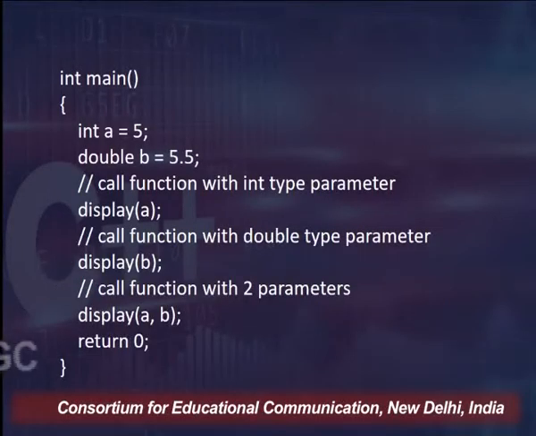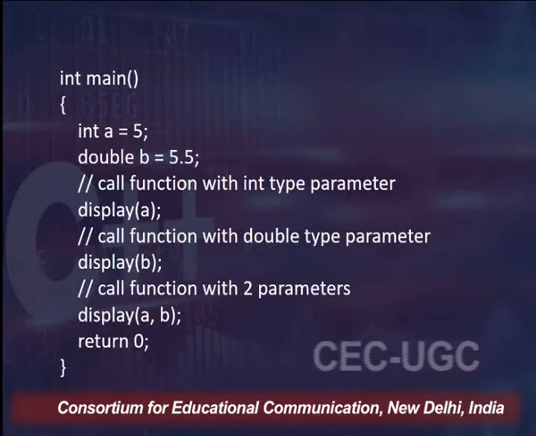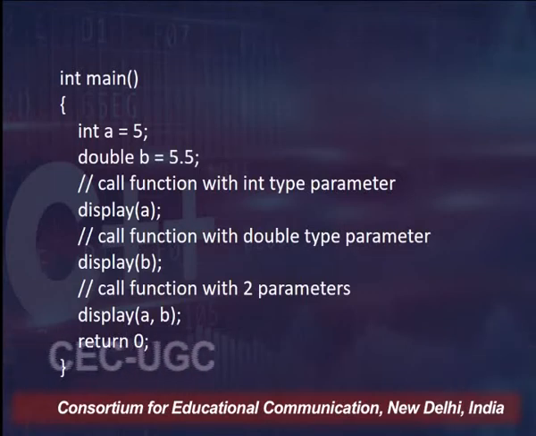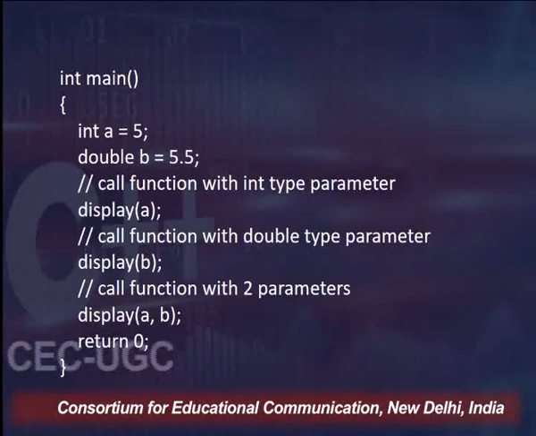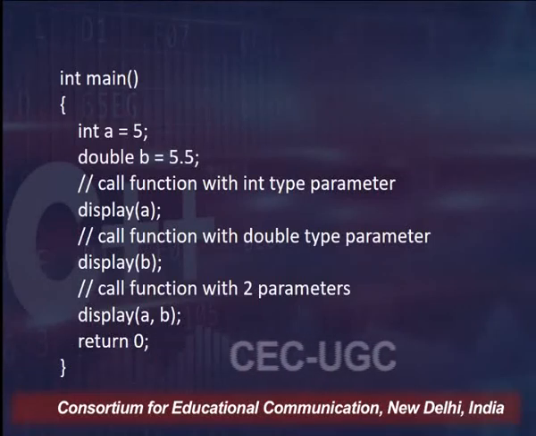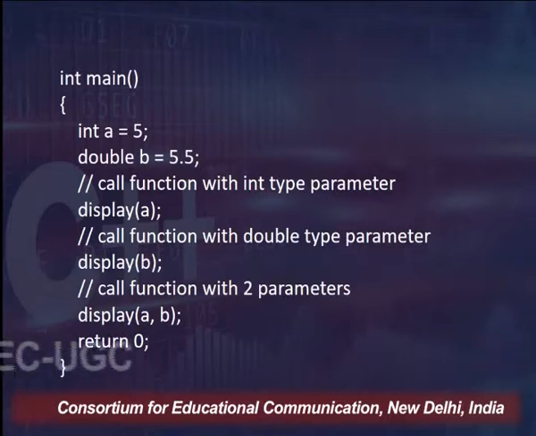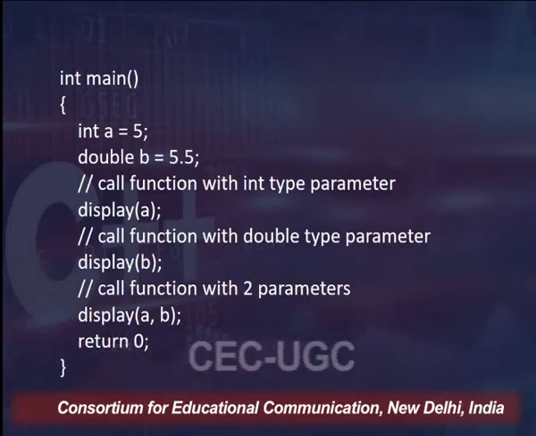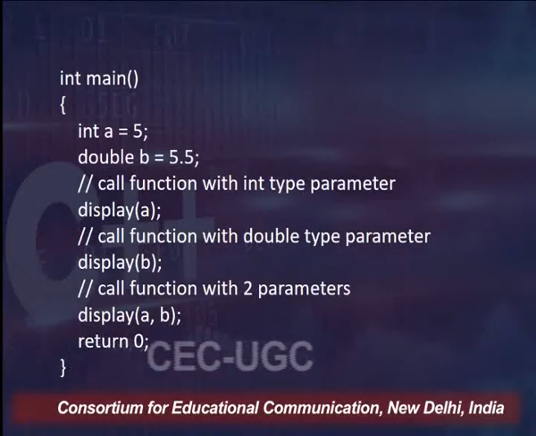Now what are we going to do in the main function, or how are we going to call it? I have taken two values. One is a, which equals 5, of type integer. Another one is b, which is 5.5 and of type double. Now we have two values, and let's see how we are going to use them. In the first call to display I pass only one parameter, which is a. In the second call I pass only one parameter, which is b. In the third call to display I pass both the parameters a and b, and then finally a return 0.